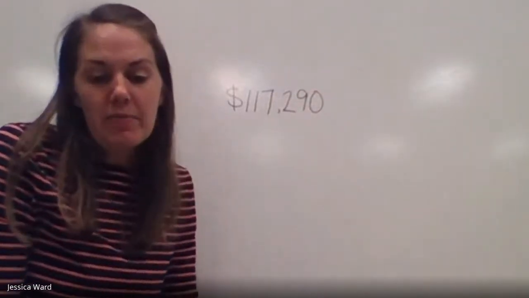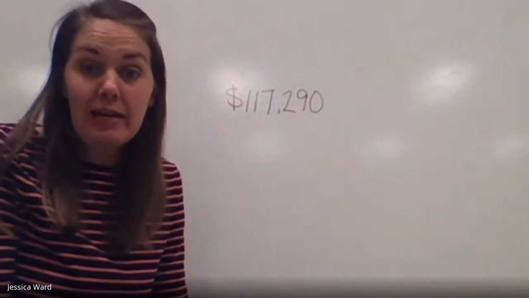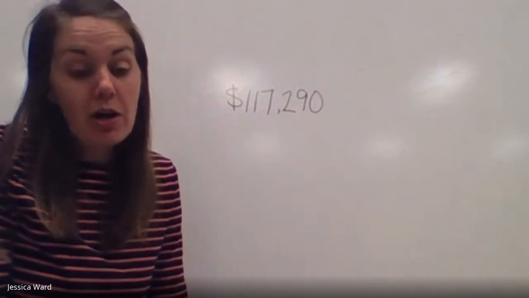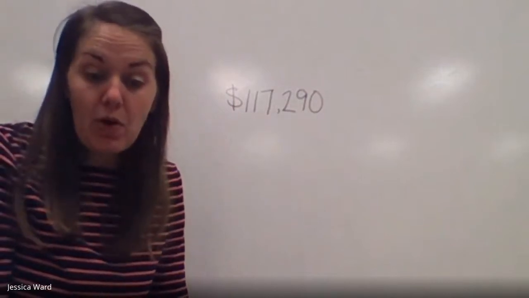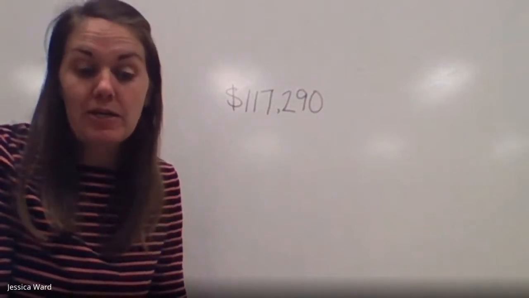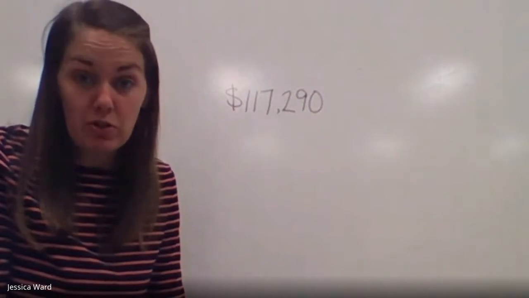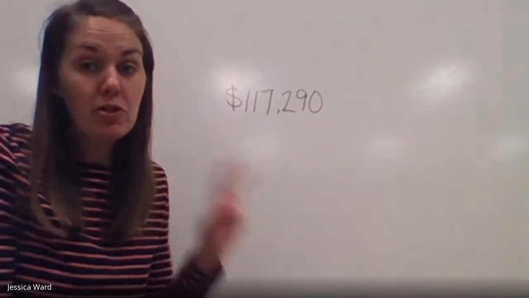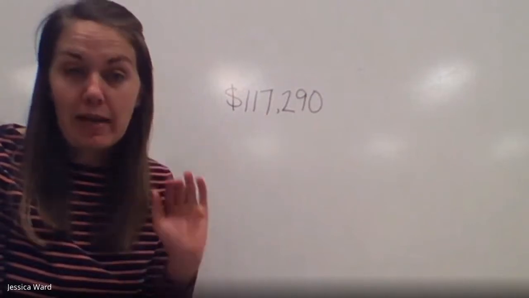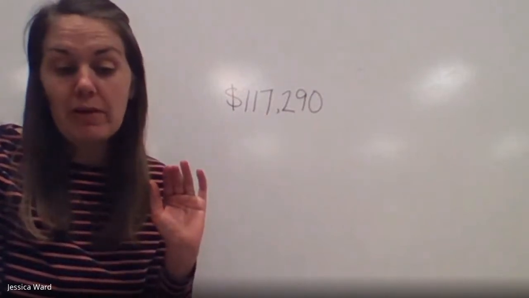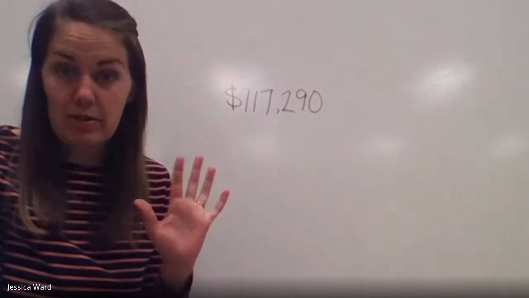Mia rounds the amount spent to the nearest 10,000. John rounds the amount spent to the nearest 1,000. What amounts do Mia and John each round to? So we're going to be coming up with two numbers. Mia rounds to the nearest 10,000. John rounds to the nearest 1,000.